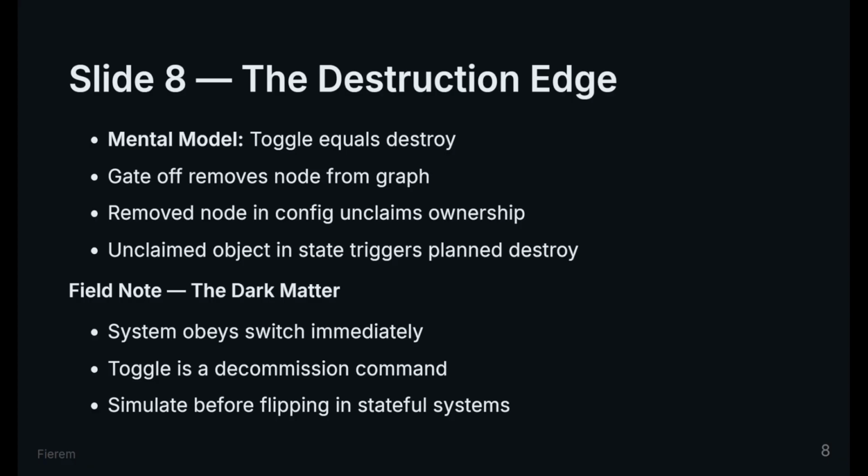On a submarine, you do not toggle off an oxygen generator to see what happens. You simulate the condition first, because the system will obey the switch faster than humans can recover. A Terraform feature flag is the same class of control. If the flagged resource is stateful or safety critical, flipping the boolean is not a preference change, it is a decommission command.